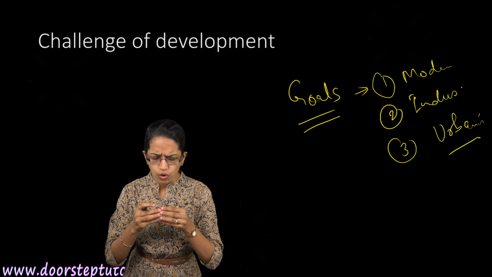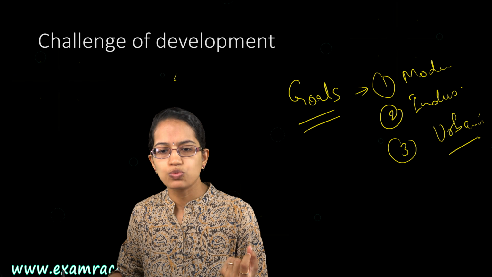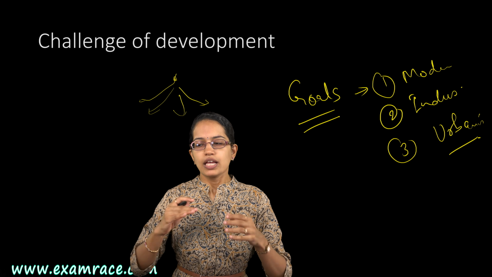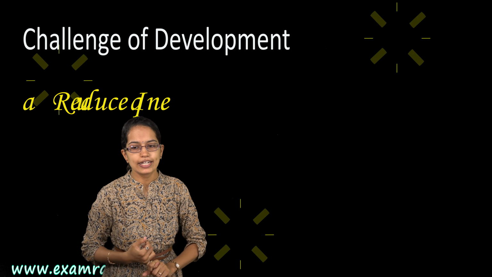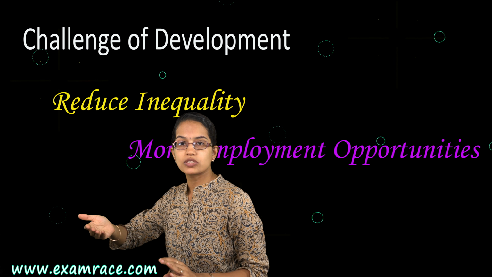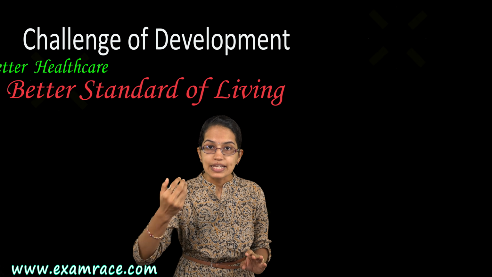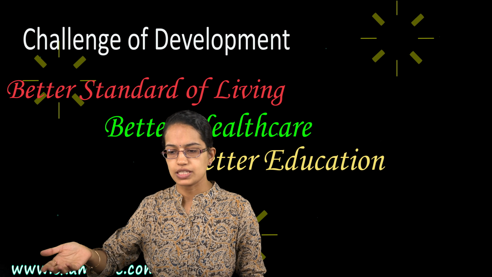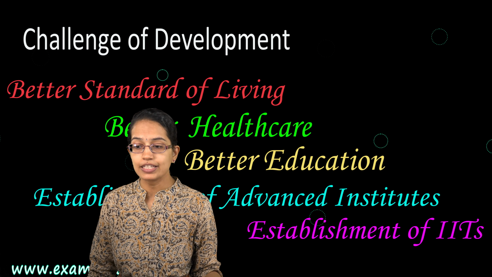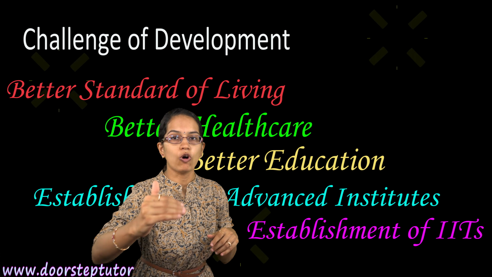Also, there was a kind of propensity for trickle down. So, whatever benefits were there were slowly and gradually percolating to the poorest sections of the society. The idea was to reduce the inequality in the society, and this could be achieved by bringing in more employment opportunities, more job growth, talking about better standard of living, better healthcare facilities, better educational facilities, establishment of advanced educational institutions, establishment of IITs.